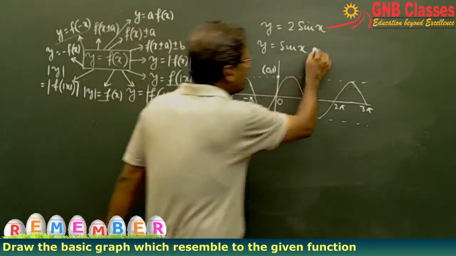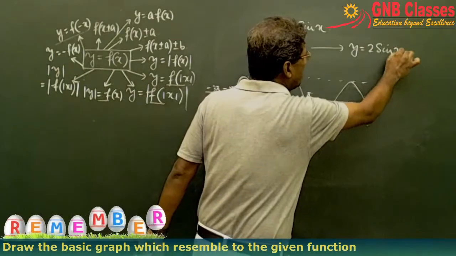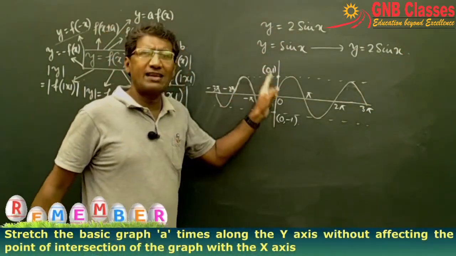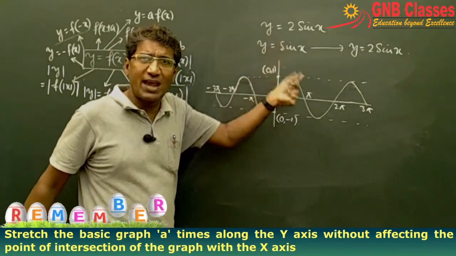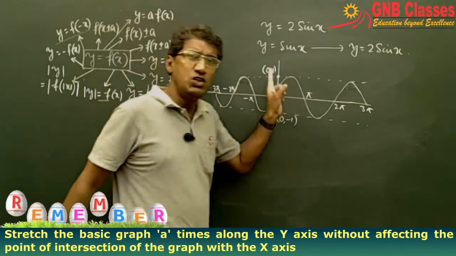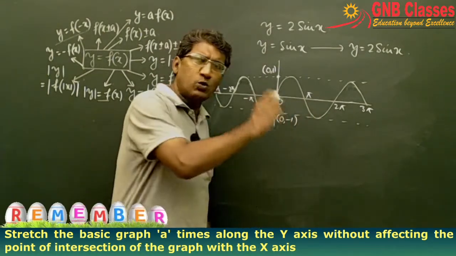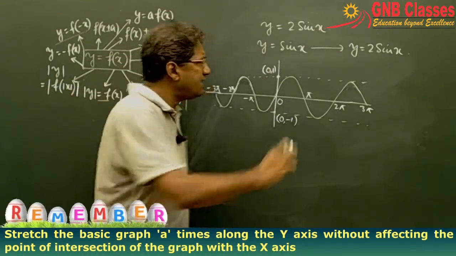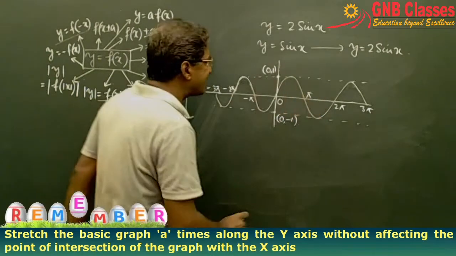Okay? Now, if we go for the transformation of y equals 2 times sin x, what you do is, you just stretch the graph along the y-axis by 2 times. Remember, there will be no change on the x-axis. That is, the points where the curve is touching the x-axis will remain as they are. Only the stretch will be along the y-axis, not along the x-axis.